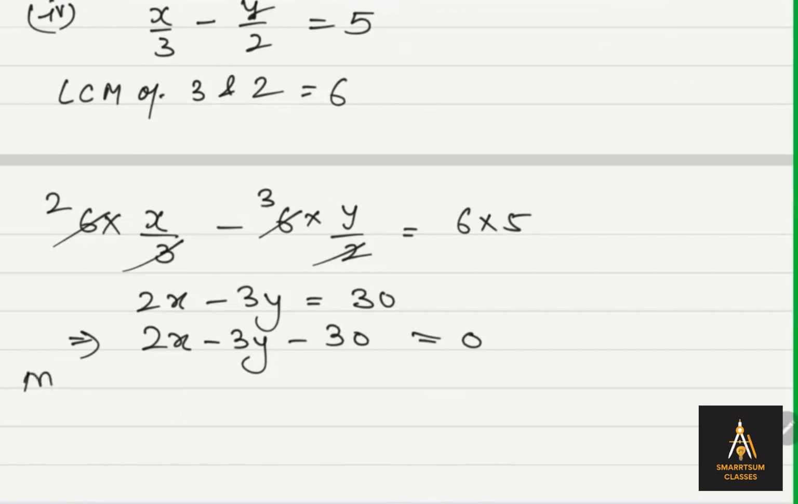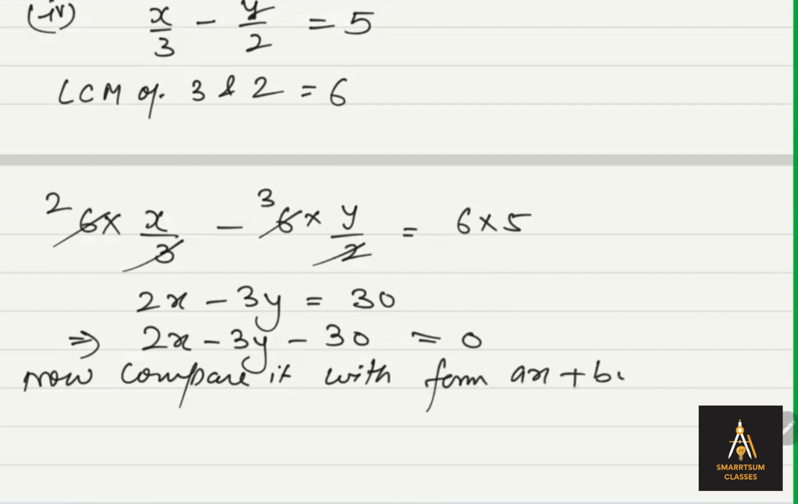Now compare it with the standard form ax plus by plus c is equal to 0. Right? So what we get? A is equal to 2, b is equal to minus 3, and c is equal to minus 30. Okay? So this is the one way to do this.